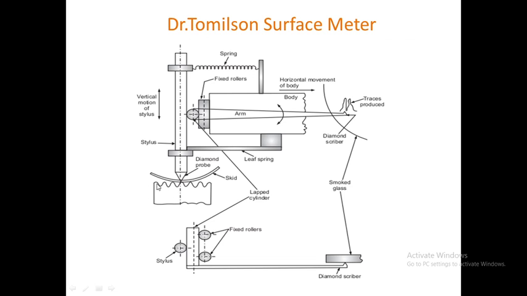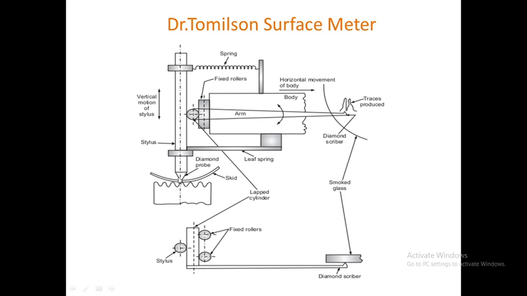Now in order to determine the roughness of this surface, this whole setup is moved in horizontal direction, that is horizontal movement of the body. So when this whole setup is moved in horizontal direction, this diamond probe of the stylus starts moving over this surface. Now as you can see, this surface is having irregularities in the form of hills and valleys.